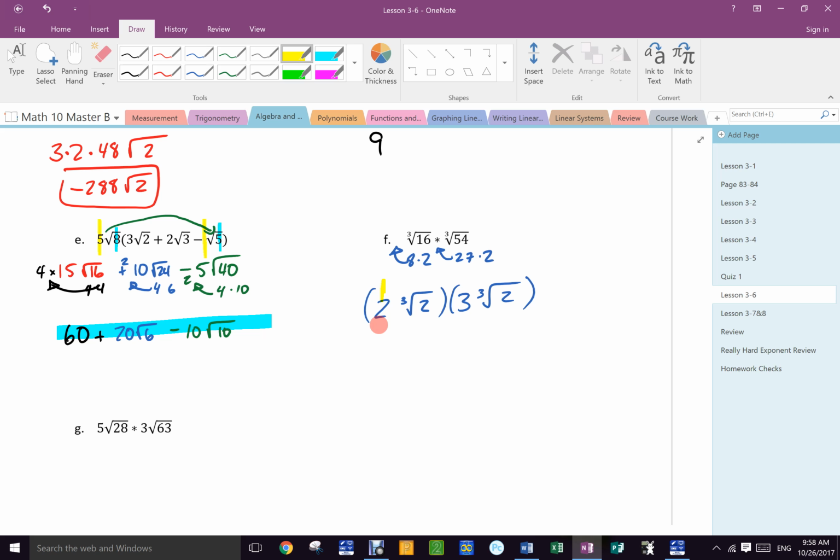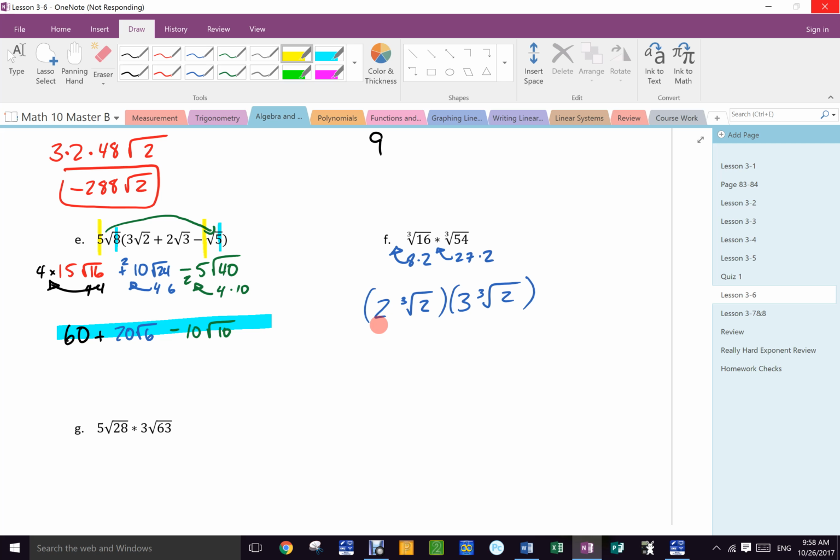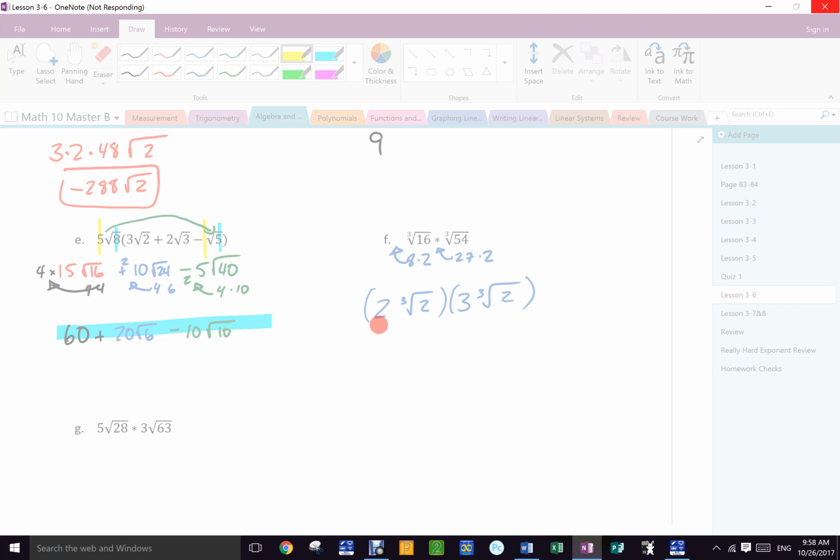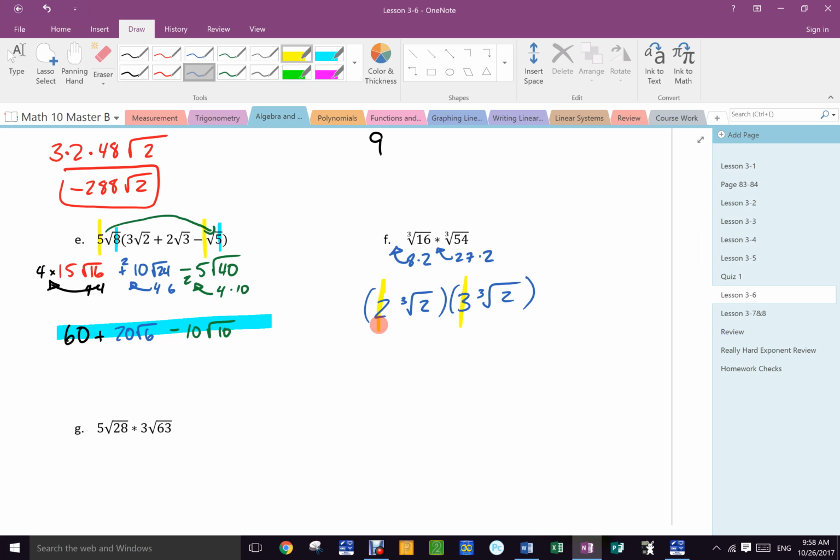Multiply them. What do I get? What do I get when I multiply 2 and 3? 6. Cube root. What did I leave under there? 2 and 2, which is 4.